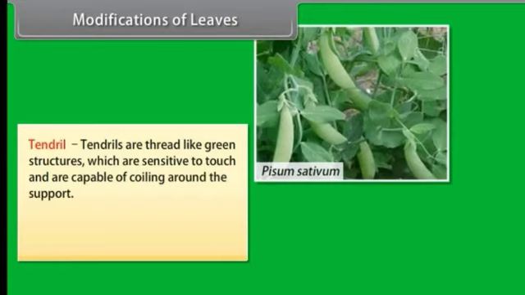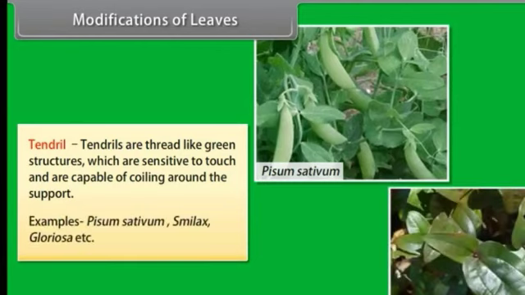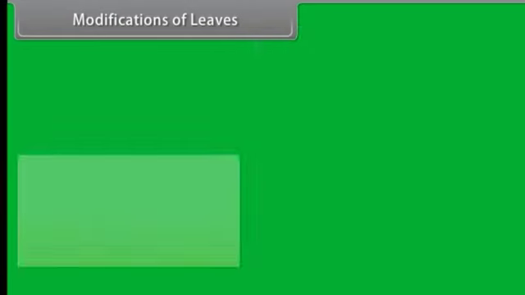Tendrils are thin wire-like coiled structures which are nothing but modified leaves. Generally they are seen in plants where the stems are weak, and they help in climbing. Mostly you'll see them in Pisum sativum, which is the pea plant, and also in plants like Smilax and Gloriosa.